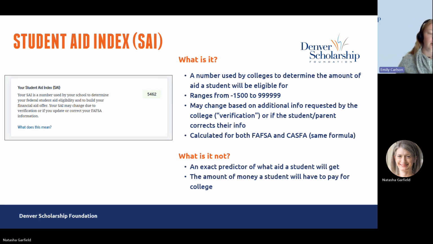Previously it was called the expected family contribution, and a common myth was that that was the exact number that a student will have to pay to go to college. That is not the case. Again, it is just an index number that colleges use as a benchmark.